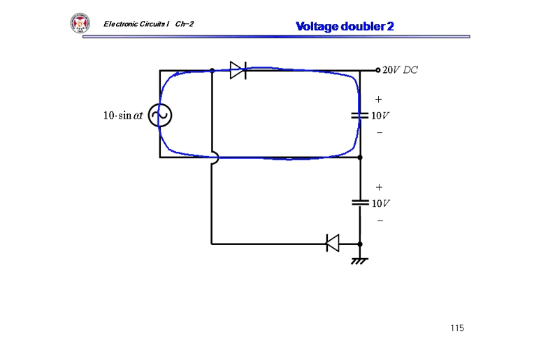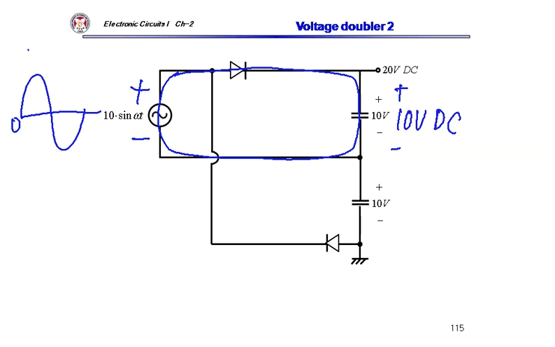So, first circuit. This will remain at 10 volt DC, right? Because this amplitude is 10 volt, and the diode turns on whenever it goes to the peak voltage, right? So my VO will remain at 10 volt.